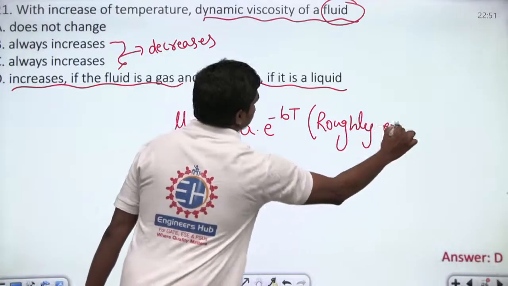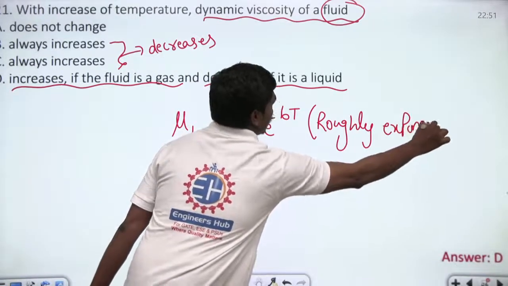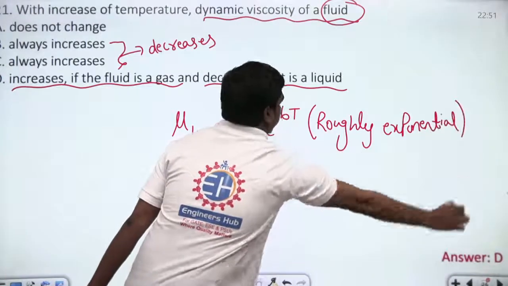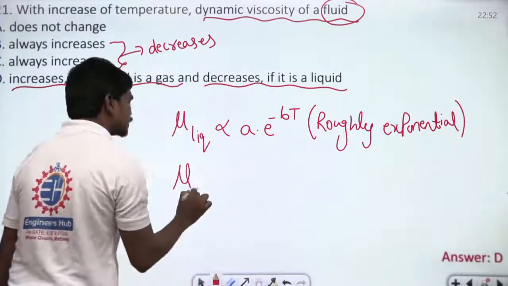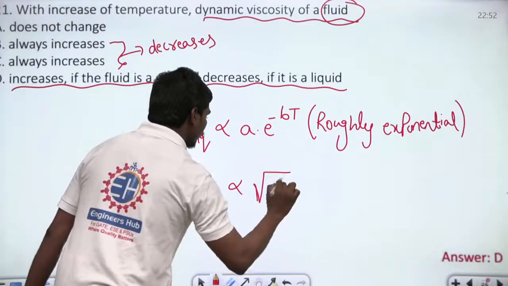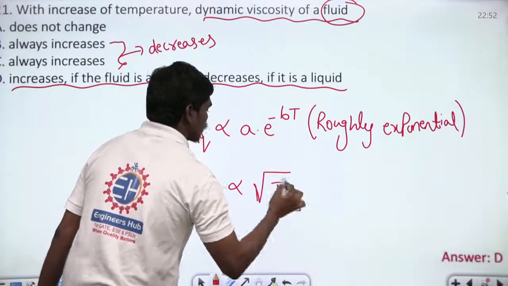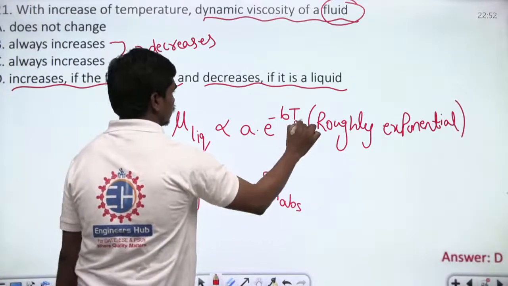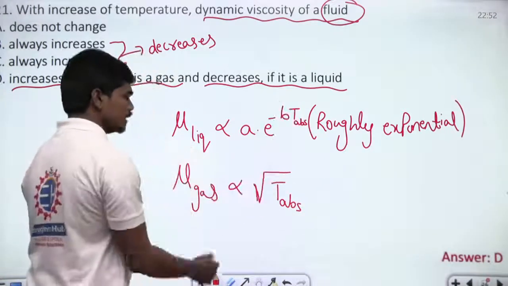which I have told you in the last class, roughly exponential. And what about the dynamic viscosity of gases? If this is a gas, then mu is proportional to the square root of T absolute. Okay, this is what we have seen.